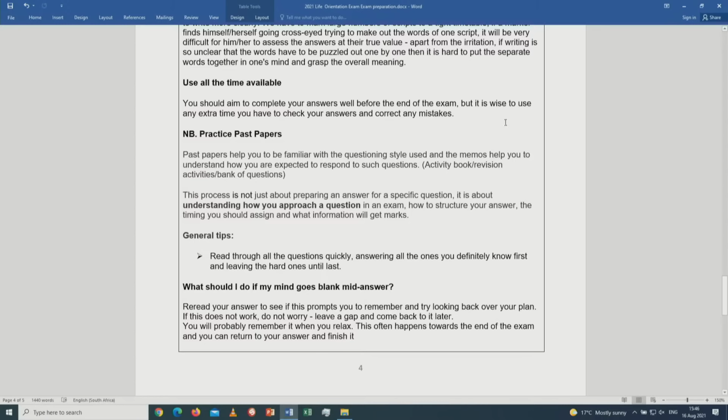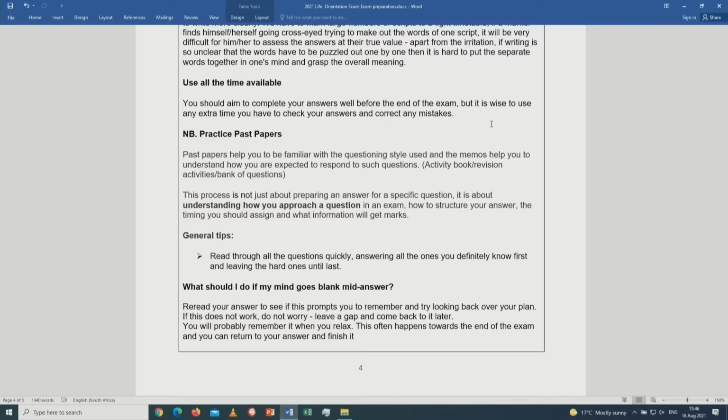Our paper this year is out of 100 marks, and the time allocation or the duration is 2.5 hours. In the past, it used to be 2 hours because the total mark was 80 marks of the paper. So this year it's 2.5. Be sure to use the full 2.5 hours.